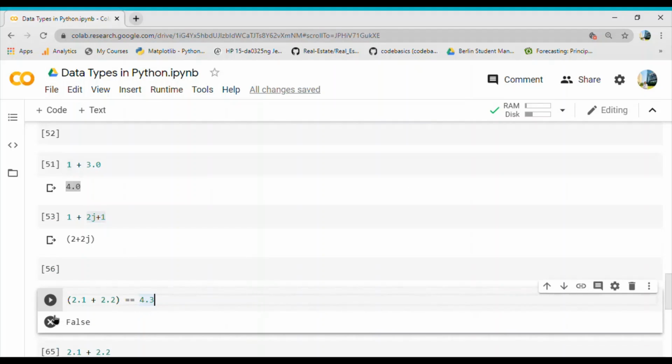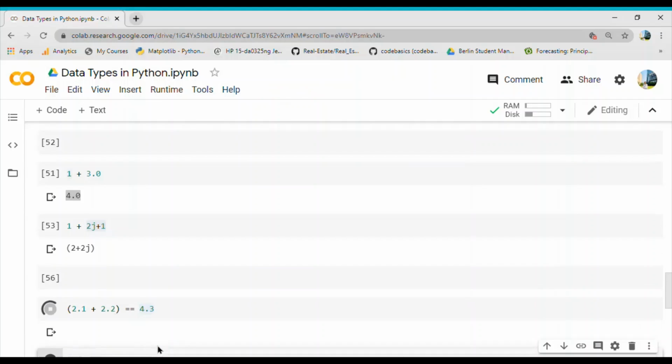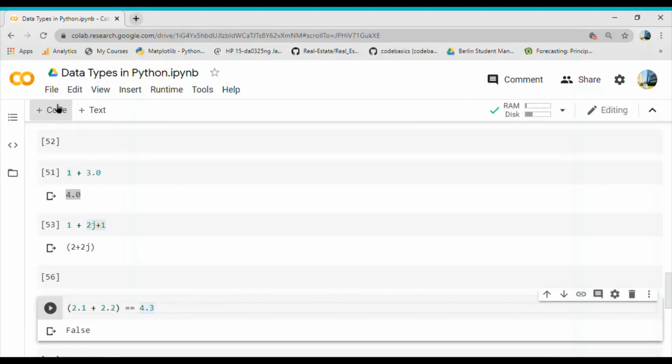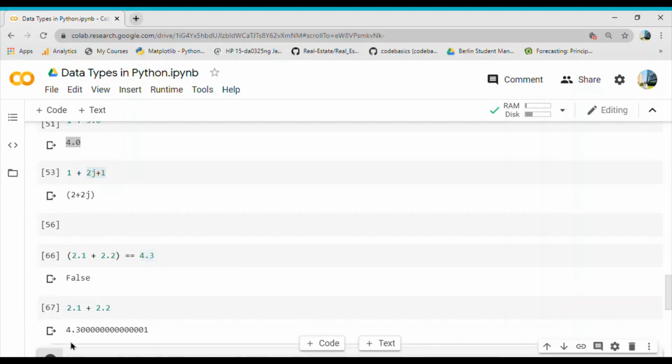Sometimes float numbers might behave a little bit weird. Let's see this comparison: 2.1 plus 2.2, whether it equals 4.3. If I do that, oh, it says False. What is the problem? To check it, let's do a simple 2.1 plus 2.2. What is the output? It is not 4.3. It is 4.3 followed by some zeros and then 1. This is the problem with floating point.